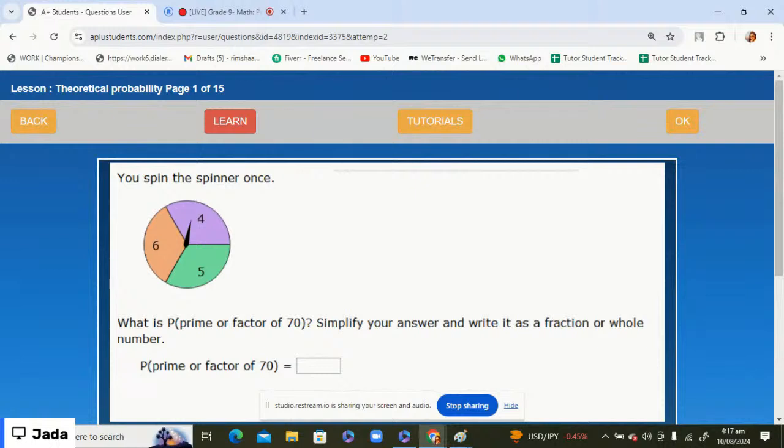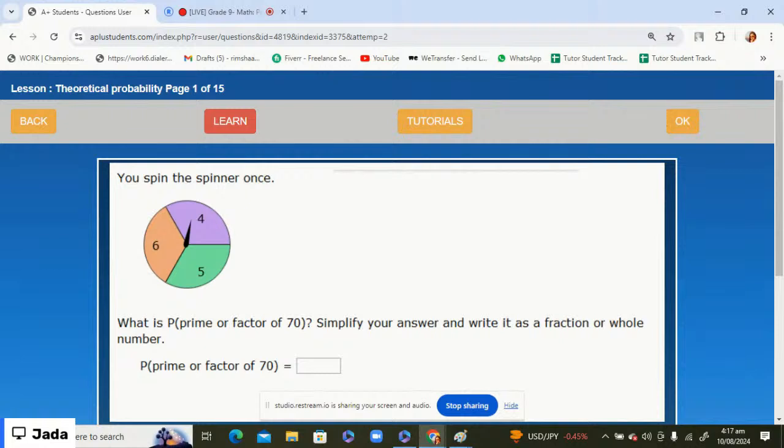Is 4 a prime number? No, it's not prime. Is 4 a factor of 70? No, it's not. Okay, let's check for 6. Is 6 a prime number? No, it's not. Is it a factor of 70? No, it's not. Let's check for 5. 5 is a prime number, as well as a factor of 70.